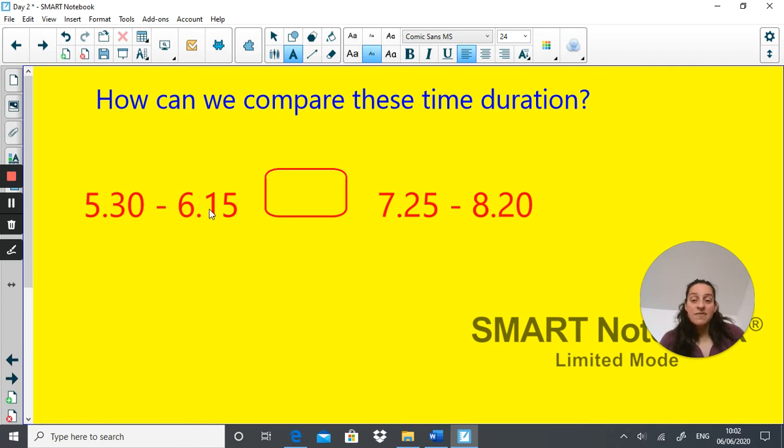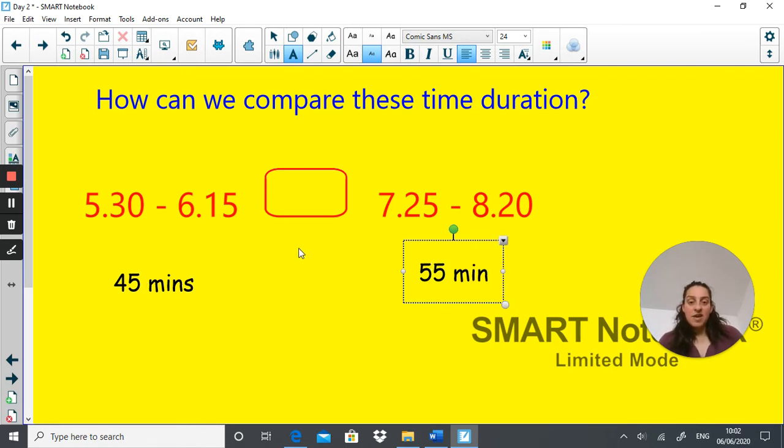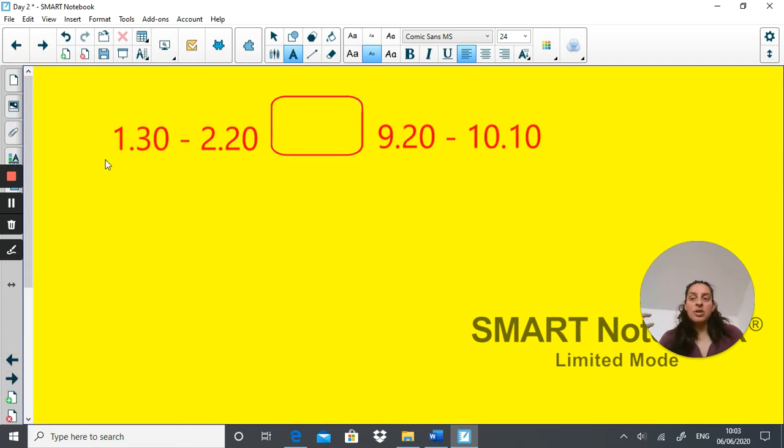So 5:30 to 6:15. I think we'll agree that we can tell really without doing a number line the time that's elapsed here is 45 minutes. Okay. And the time that's elapsed between 7:25 and 8:20 is 55 minutes. So which is greater? 45 minutes, 55 minutes. I think we'll agree that this time is less than the elapsed time here. So the symbol we should be putting there is that one. Well done.